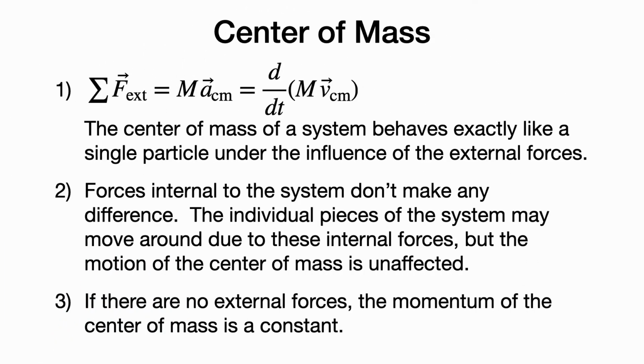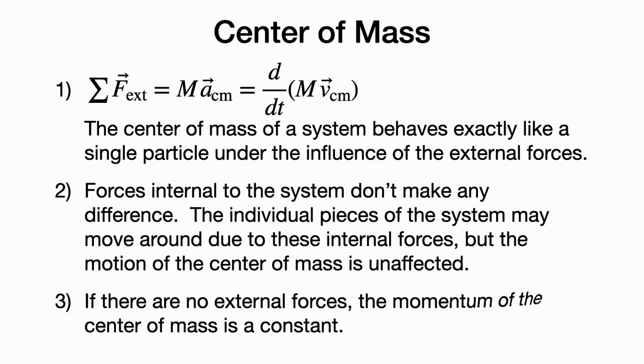In summary, we can see that because the sum of the external forces acting on a collection of particles is equal to the total mass of the system times the acceleration of the center of mass of the system, and that this is equal to the time rate of change of the total momentum of the system, then the center of mass of a system behaves exactly like a single particle under the influence of the external forces. Forces internal to the system don't make any difference. The individual pieces of the system may move around due to these internal forces, but the motion of the center of mass is unaffected. If there are no external forces, the momentum of the center of mass is going to be constant.